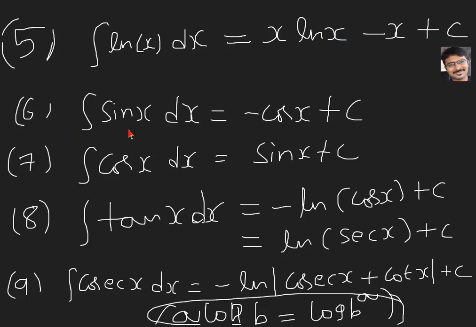Next one, integral sin x dx is minus cos x plus c. Integral cos x dx is sin x plus c. Integral tan x dx is minus ln cos x plus c, or ln sec x plus c. How did I write that? Minus ln cos x is equal to ln sec x. Remember this formula.